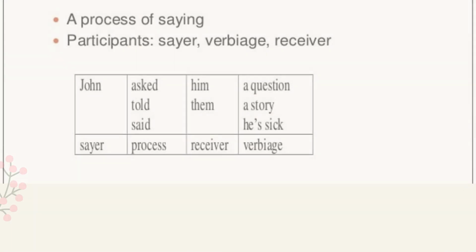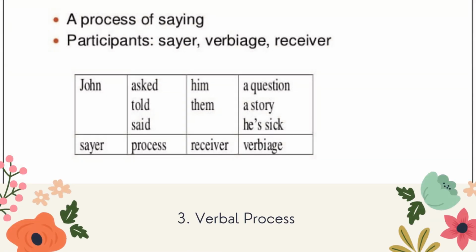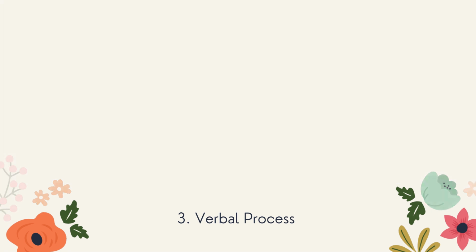In verbal process, there are 3 participants. The first one is sayer, that is the addresser. The second one is receiver, that is the addressee or the entity targeted by the saying. And then the last one is verbiage, that is the content of what is said or indicated.